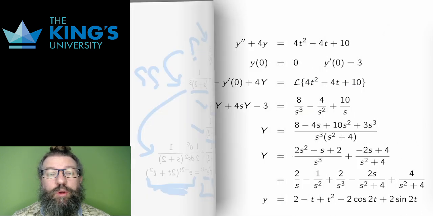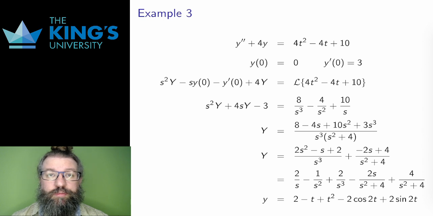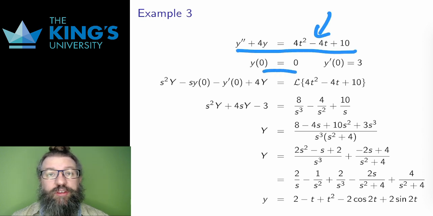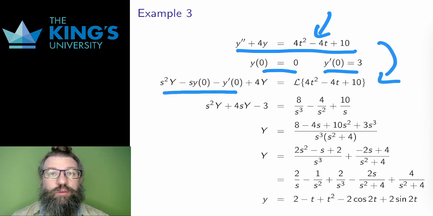Here's another example with a polynomial forcing term. Here are the initial conditions. Again, I take the Laplace transform of both sides. The y double prime becomes these three terms using the initial conditions. Lowercase y becomes uppercase Y, and I apply the Laplace transform to the quadratic.